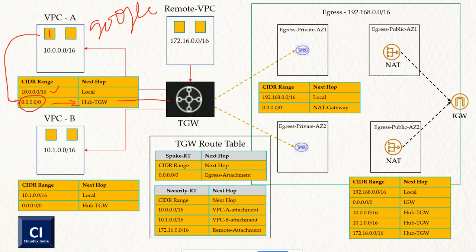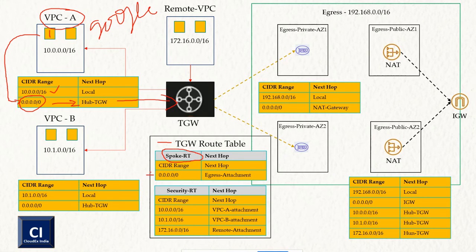The moment you reach the hub Transit Gateway, it will see where you are coming from. So you say I'm coming from VPC A. Is VPC A attached to any route table? It first looks into the route table. It says, okay, VPC A is attached to a spoke route table. And what is the routing of the spoke route table?